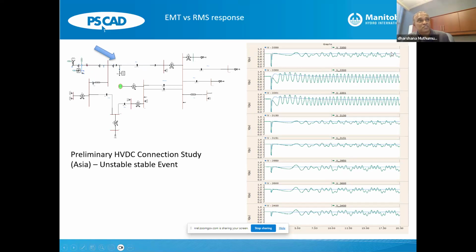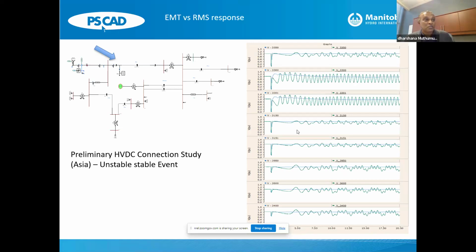The second event, a different event on the same study, RMS predicted a stable response, EMT predicted an oscillatory response, right? I'm just trying to show sometimes RMS may not provide the full picture. In these types of situations, we have to dig deeper and find out what is wrong.